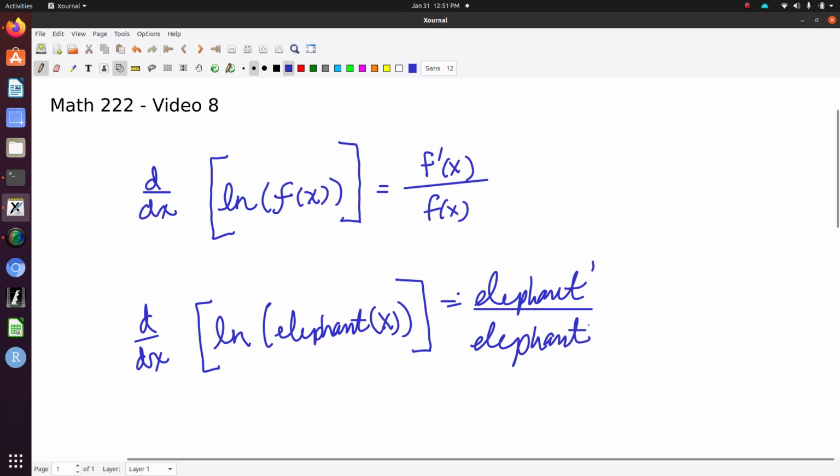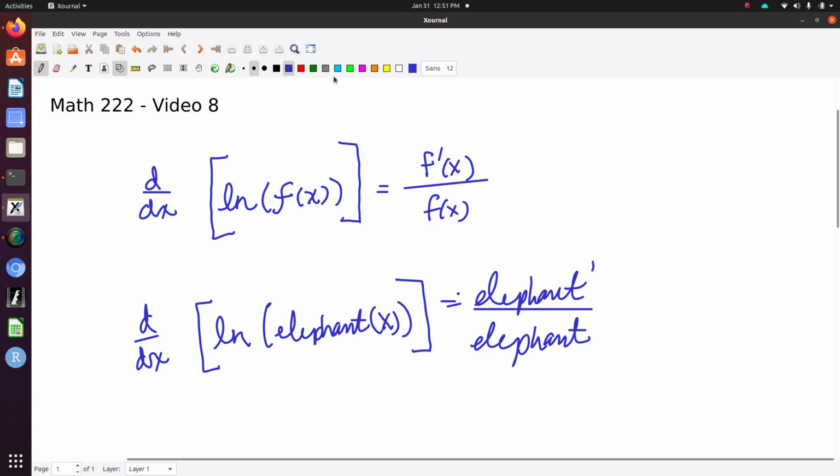Why do I do that? Because for whatever reason, when we combine natural log, which confuses people, with the chain rule, which also confuses people, we end up with elephant prime over elephant, and then a whole bunch of people just completely lose it. So I made up a whole separate rule for elephant prime over elephant, because people get confused when we take two rules that confuse people and combine them. It confuses even more people. So I gave it its own special rule. Elephant prime over elephant is just what happens when you put an elephant inside natural log of x. That's what elephant prime over elephant means to me.